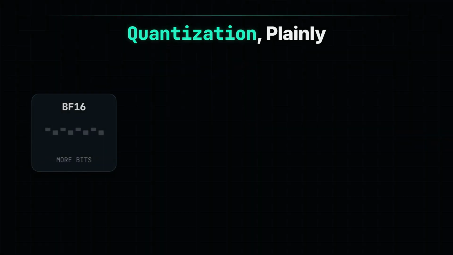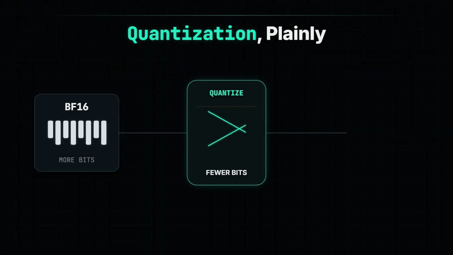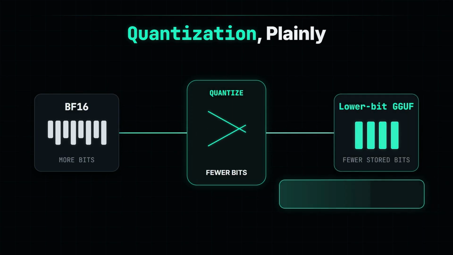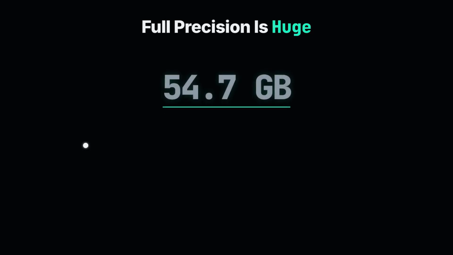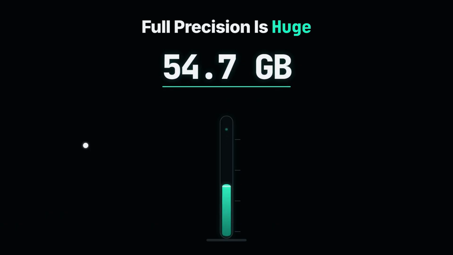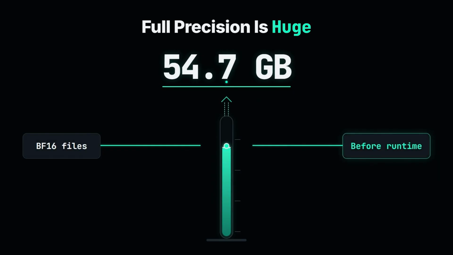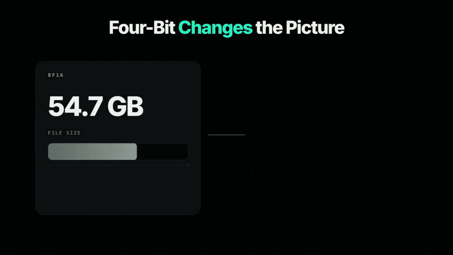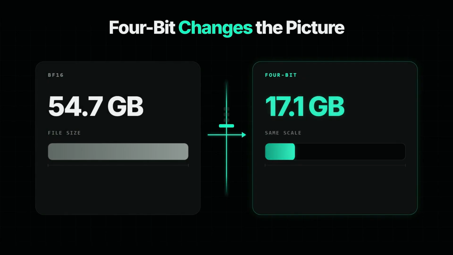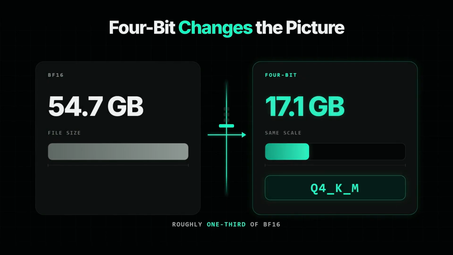Suppose you need a smaller download. Quantization stores model values with fewer bits. Here, that means choosing a lower bit GGUF file. BF16 is the published 16-bit package, sized at 54.7 gigabytes. Your runtime still needs space for prompts and working state. The 4-bit Q4_K_M file is 17.1 gigabytes, roughly 1/3 of BF16. That sharply lowers the storage hurdle.